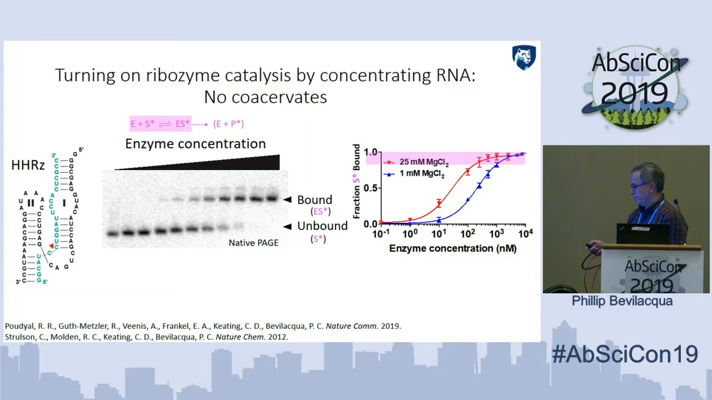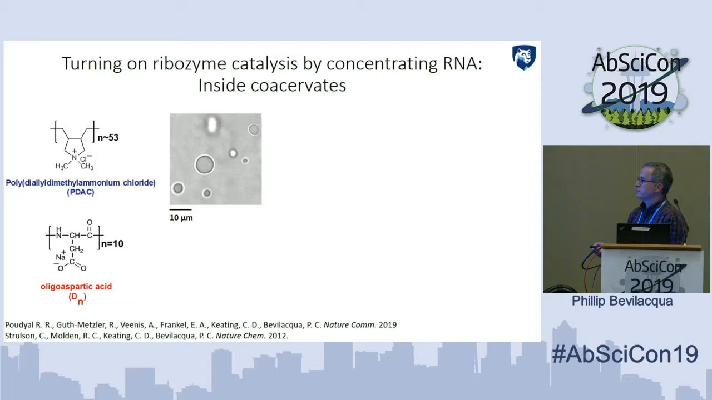And the question is then, how does a similar type of reaction happen inside of coacervates? So these are coacervates that are made from a quaternary amine polymer, polydiallyldimethylammonium chloride, which is a 53-mer. And we're going to bring this together with some oligoaspartic acids that are of varying length, from 10 out to 100 monomeric units.